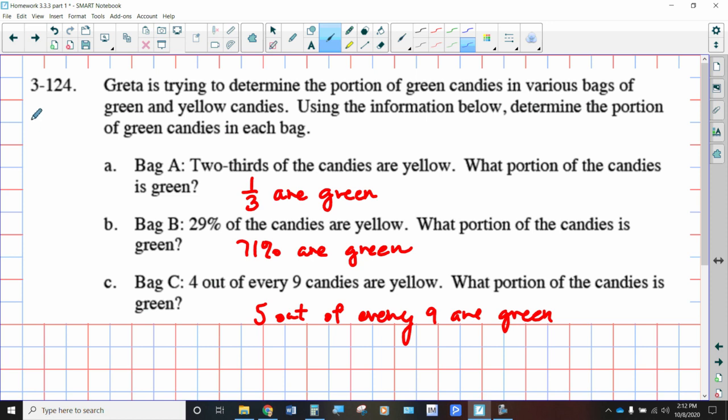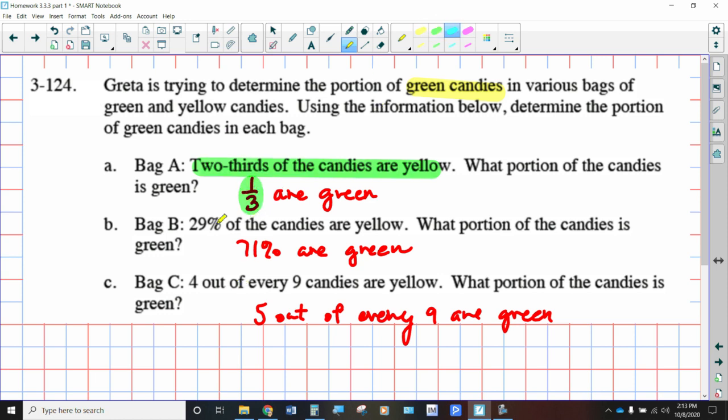And now the last set of problems involving portions. Greta's trying to determine the portion of green candies in various bags of green and yellow candies. Use the information below to determine the portion of green candies in each bag. Okay, so 2/3 of the bag are yellow, which means the rest of them have to be green. So the rest of them must be 1/3.